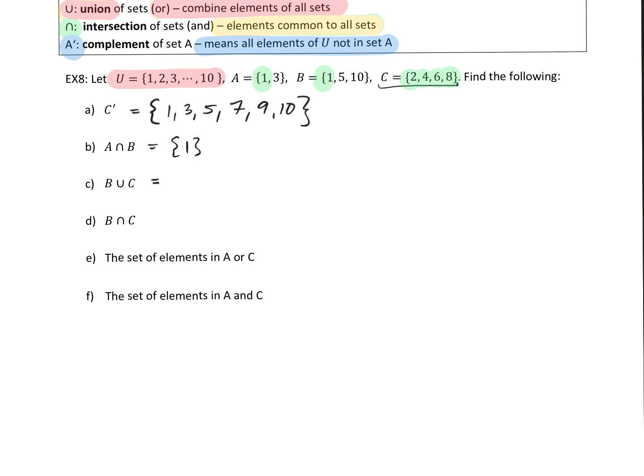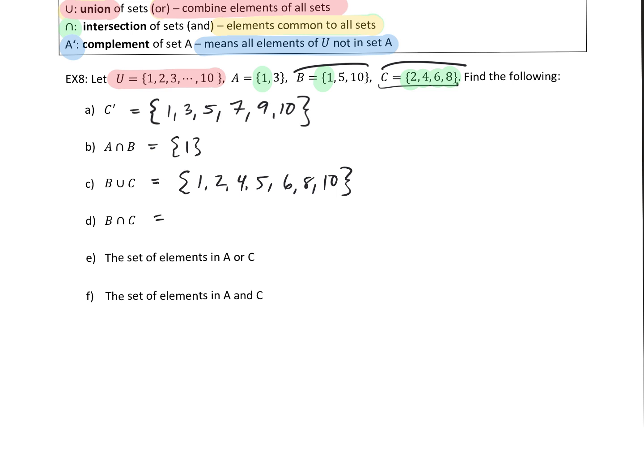Now we're looking at B union C. So think of marriage, union. You're taking everything from each person's life and stuffing it together. So B is right here, and C is right here. We're joining them all together. We have 1, 2, 4, 5, 6, 8, and 10. Joining them all together.